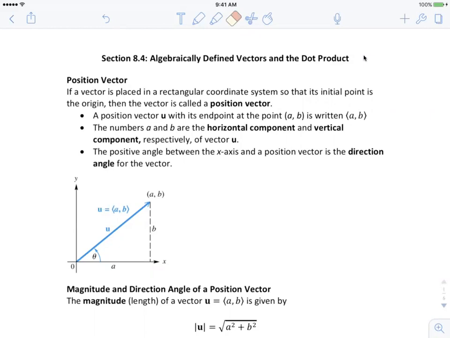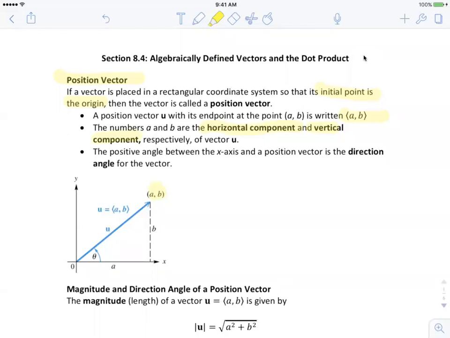So what we're starting with is called a position vector, and a position vector is such that the initial point is at the origin. So that's the key, right? As in that picture below. And then its endpoint is at some point A, B right there. And it's going to be written with these triangular type brackets. So if you see that notation, that's a vector. And the numbers A and B are called the horizontal and vertical components.